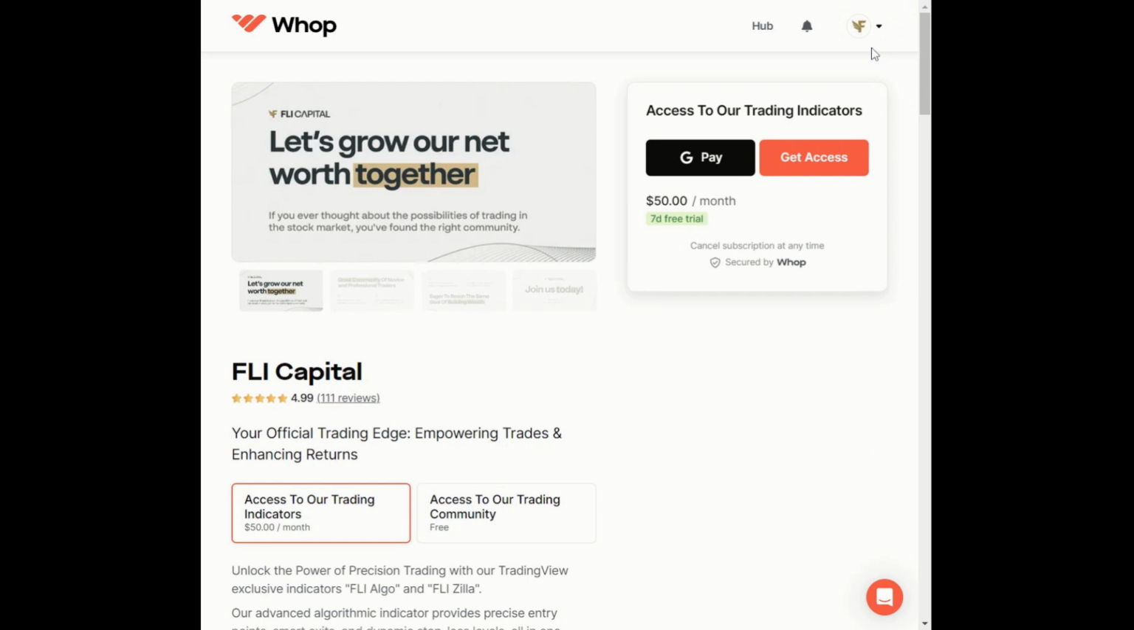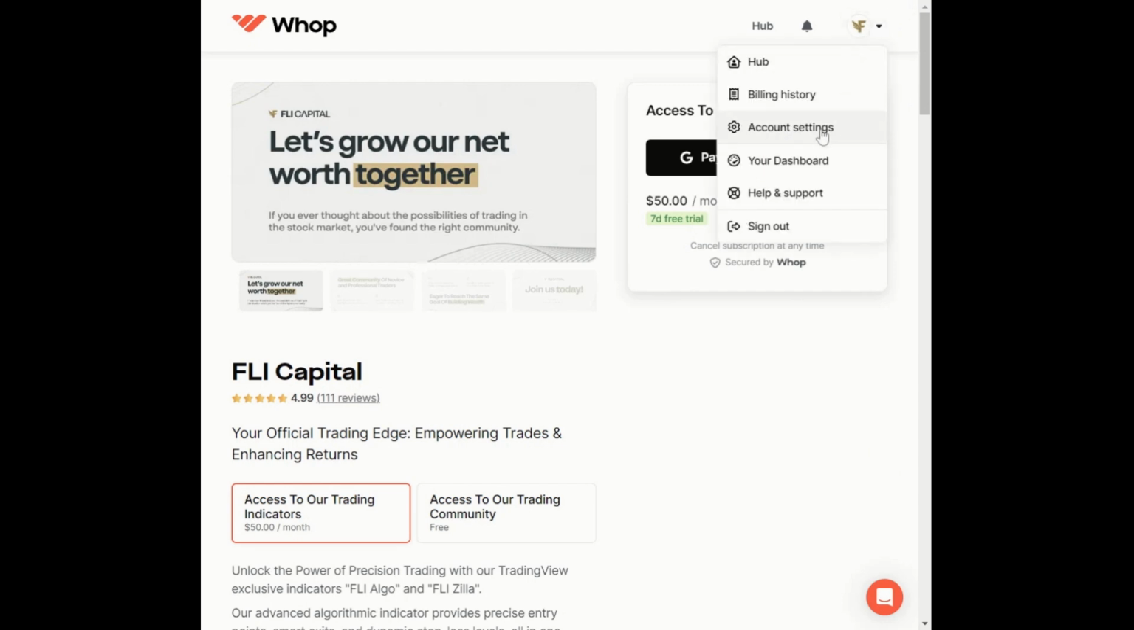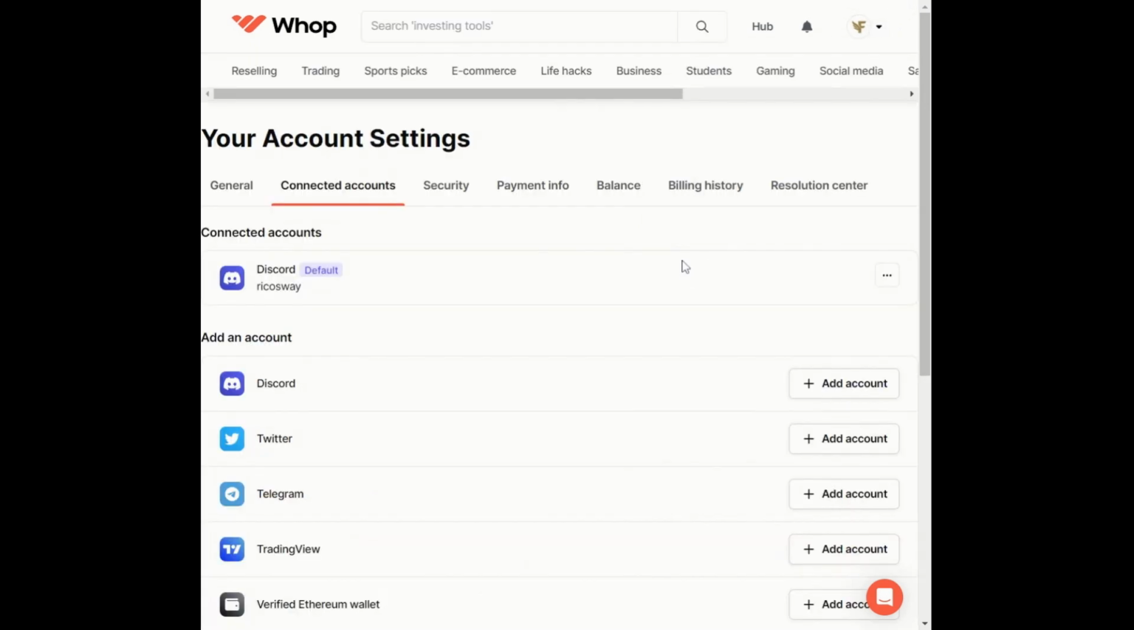First, head over to wap.com and log into your account. Next, click on the logo at the top right to access your account settings. From there, go to Connected Accounts and add your TradingView username.